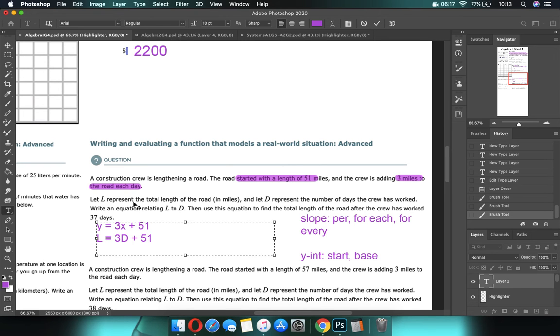Next, what is the total length of the road after the road crew has worked for 37 days? All you have to do after that is they're telling you D for days, right? So it's just 3 times 37 plus 51. Let's do some quick math in our head. 3 times 30 is 90. 3 times 7 is 21. 90 and 21 is 111, plus 51, and that's going to be 162. There's going to be our final answer.